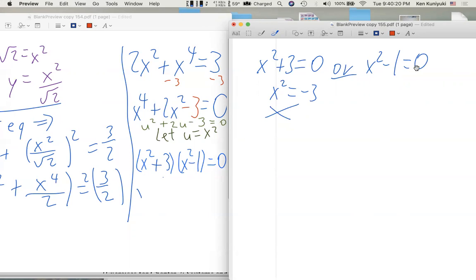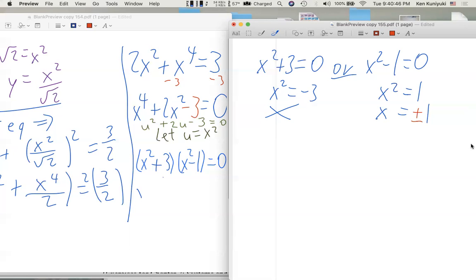But over here, add 1 to both sides. X squared equals 1. If x squared is 1, what can x be? Not just 1, don't forget, plus or minus. Negative 1 would also work. Any questions so far? Because we've solved for x. We're not done yet, but we have solved for x.